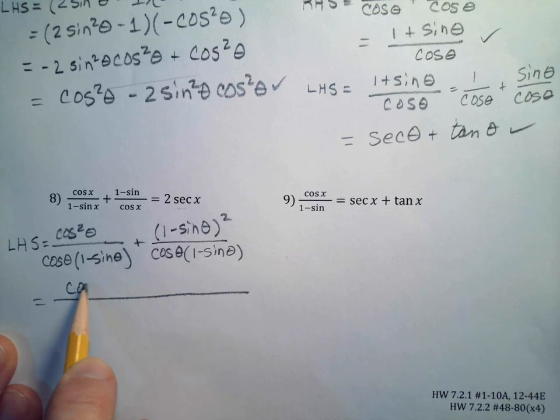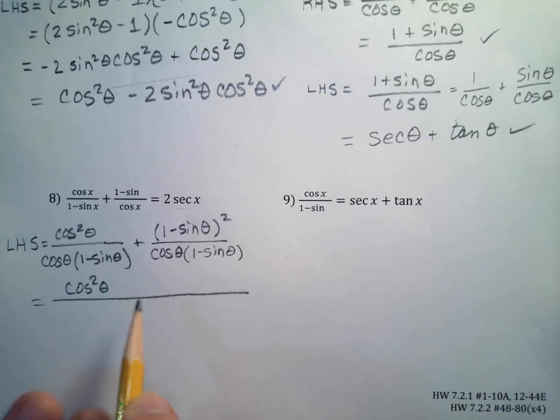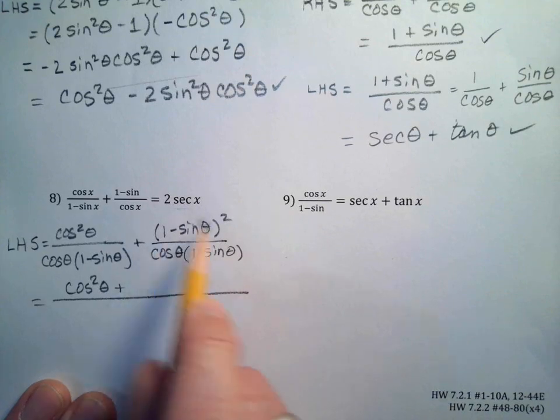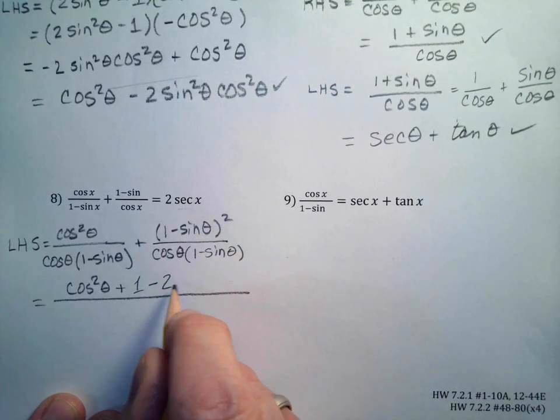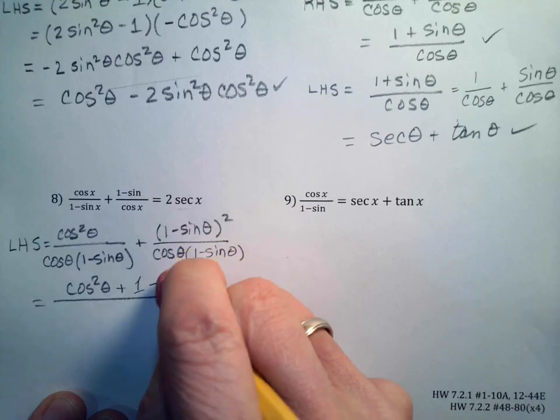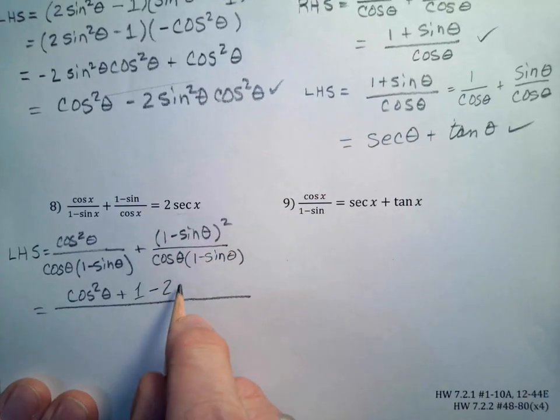All right, so let's start simplifying the top of this thing. We have cosine squared theta. And then you want to FOIL this one out. So that's going to be 1 minus 2 sine theta.